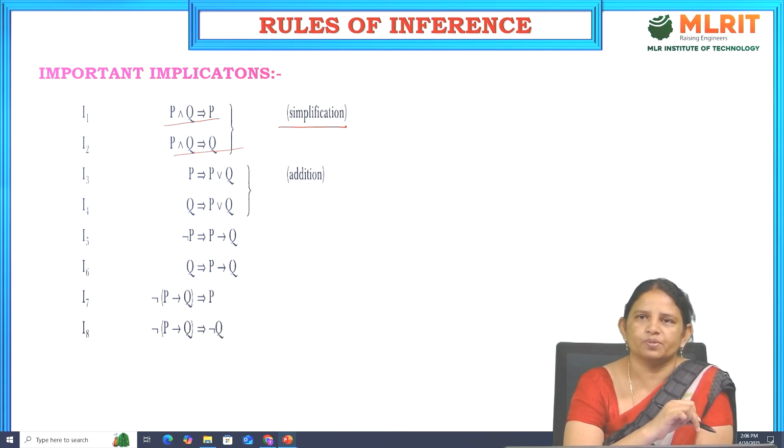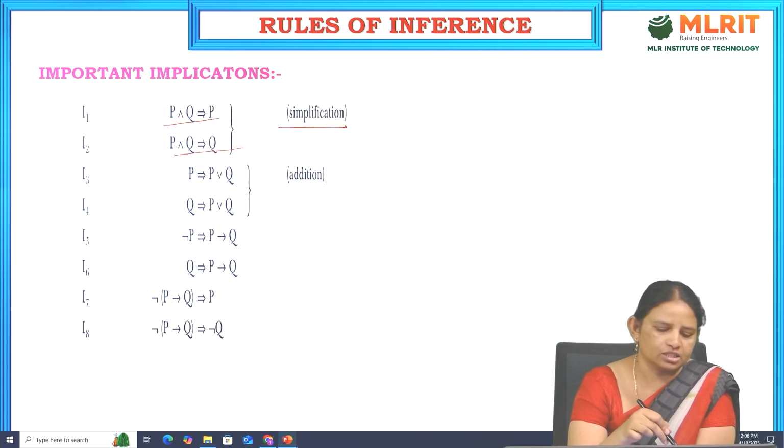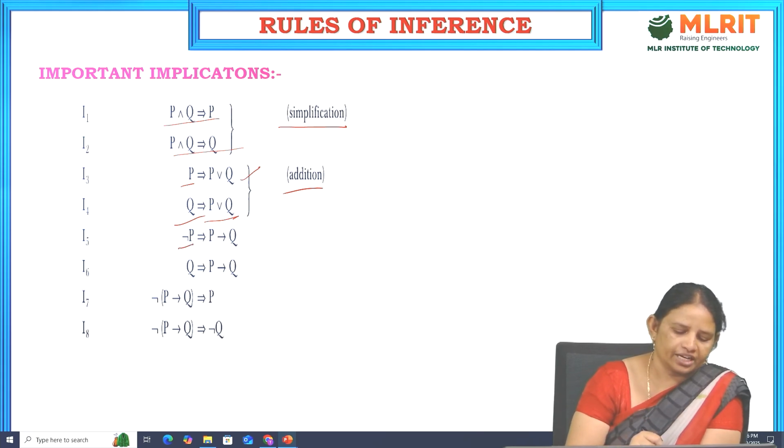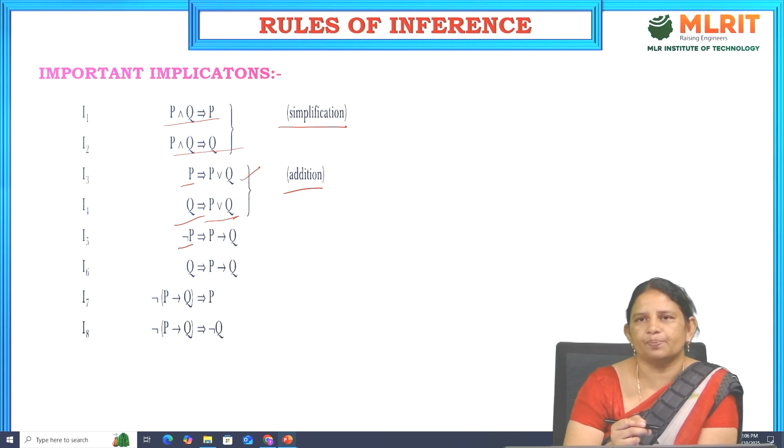Based on the set of premises, we are going to apply the rules. Next, from P, you can derive P or Q. From Q, you can write P or Q. This is called addition, meaning we add an extra premise to the existing premise. That's why it is called addition. Next, if negation P is present, we can write P tends to Q. If Q is present, we can write P tends to Q. Also, if P tends to Q is present, you can write either negation P or Q, depending upon the set of premises, to which you apply the implications.